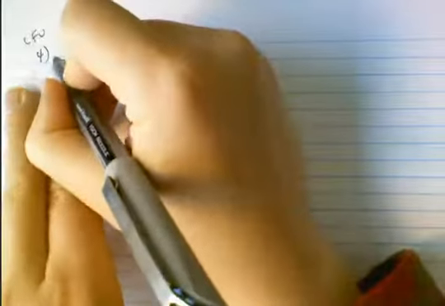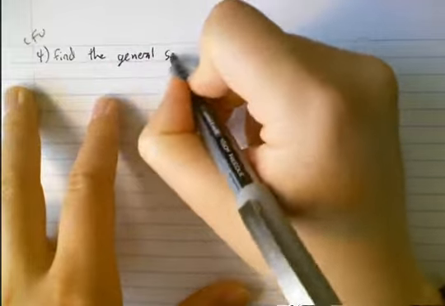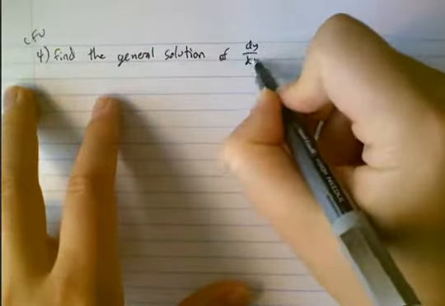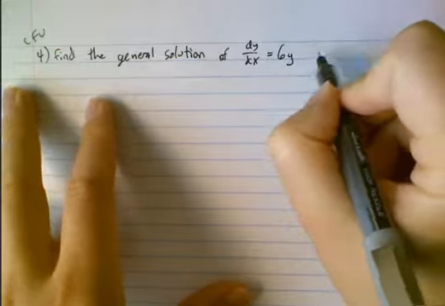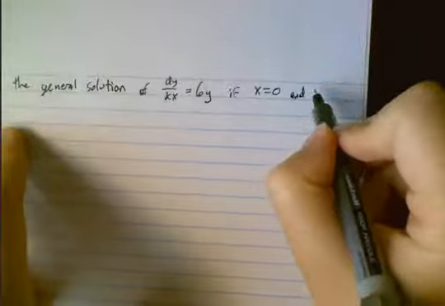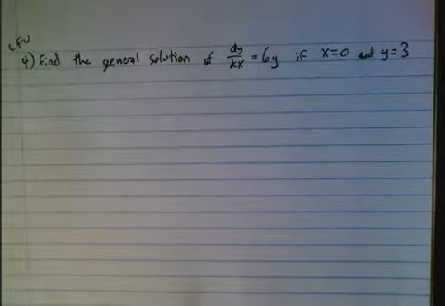Let's do another one of those as a check for understanding problem. Find the general solution of dy dx equals 6y if x equals 0 and y equals 3. Go ahead and try that one on your own. Pause the video now and restart the video when you're ready.